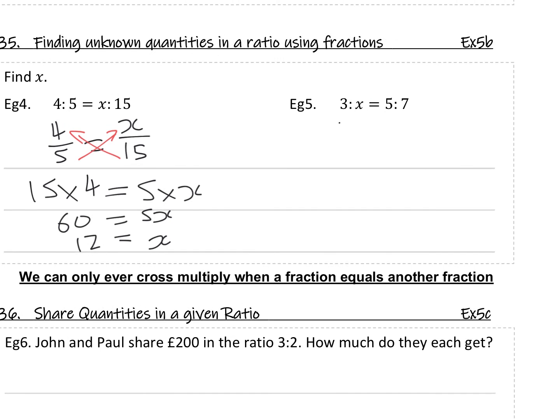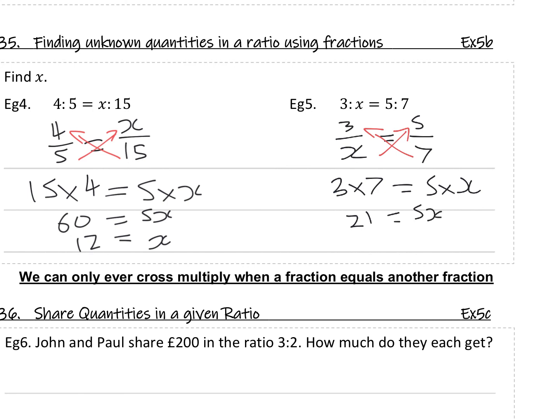So we can write that 3 divided by x would be the same as 5 divided by 7. They're in the same ratio, so they should be in the same proportion. And we can cross-multiply. And we get 3 times 7 on the left, and 5 times x, or x times 5, on the right. And that gives us 21 equals 5x. So x is 21 divided by 5. Because that's an improper fraction, you should change it to a mixed number. 5 goes into 21 4 times, and then 1/5 left over.